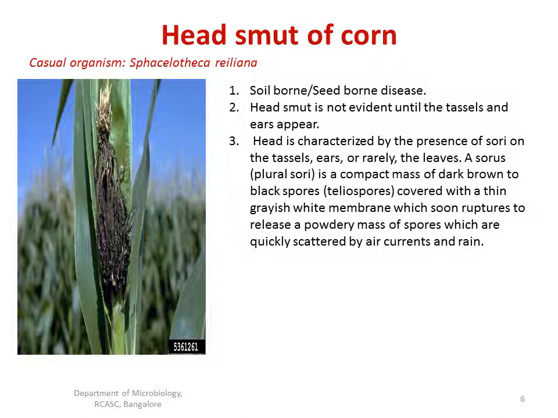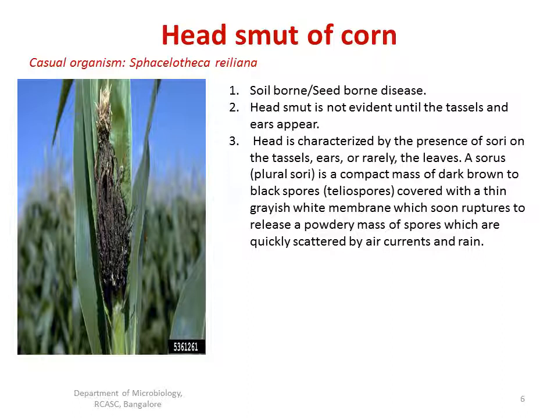air currents or rain. So once again I will repeat, this is a soil-borne or seed-borne disease. That is, the pathogen is found in the soil or on the seed. The infection takes place in the germinating seedling. Once the seedling is germinating, the pathogen also infects the seedling, grows along inside it and reaches the inflorescence, as we studied with loose smut and covered smut. In the same way, it also infects. Once the inflorescence has been formed, the symptom can be found in that particular head or on the tassel.